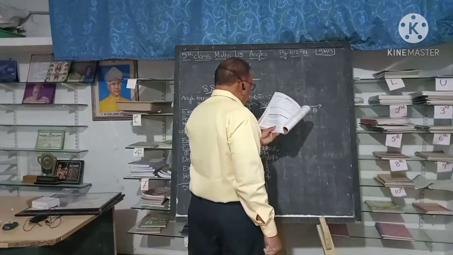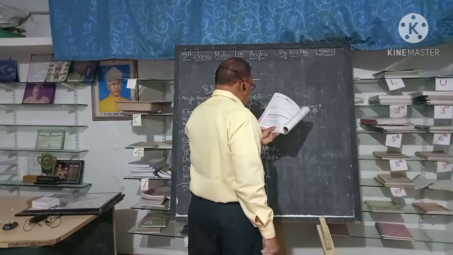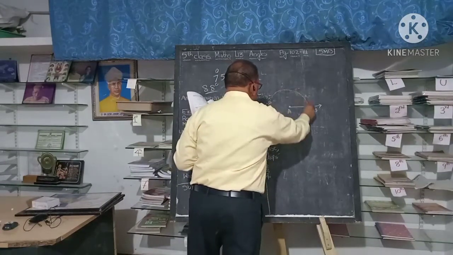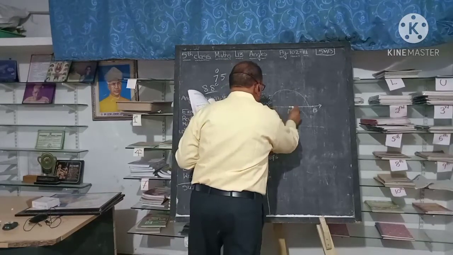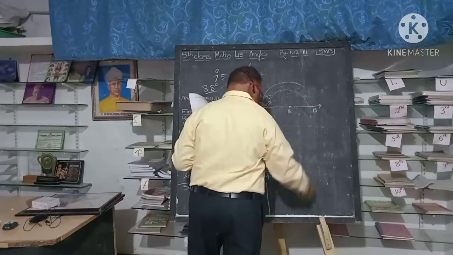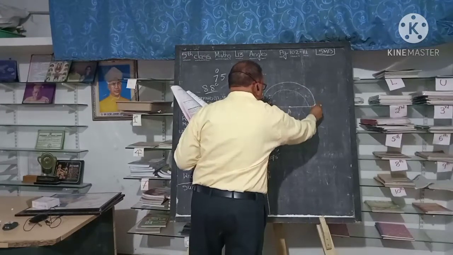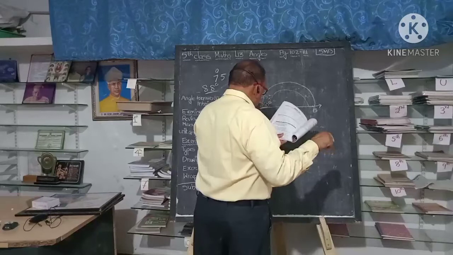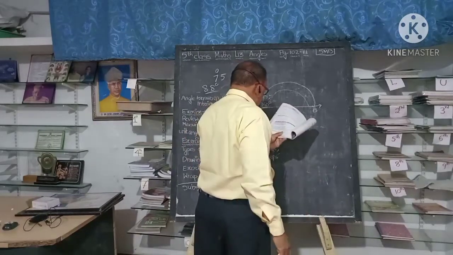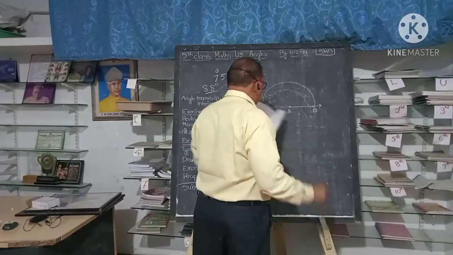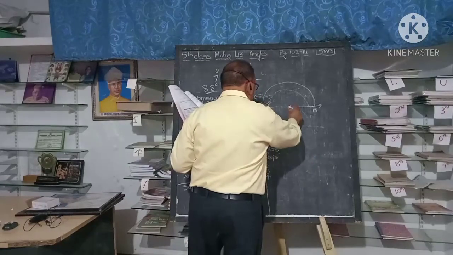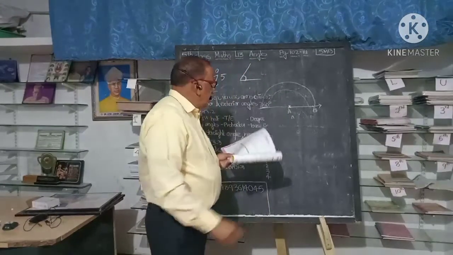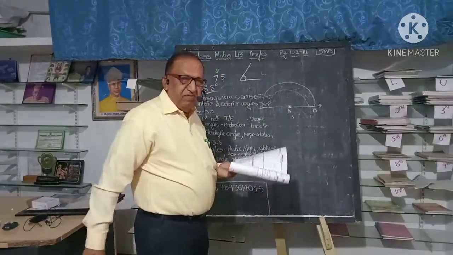Step 2. Keep the protractor such that its baseline falls along AB, and its center coincides with the end point A. The end point A and the center point of the protractor must coincide, and the baseline must coincide with the line AB.